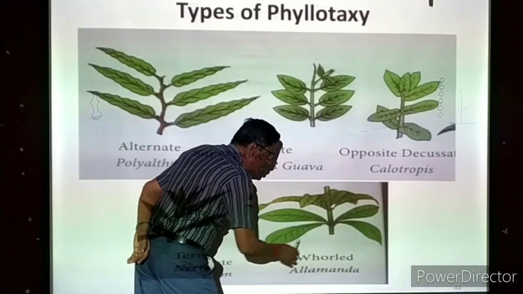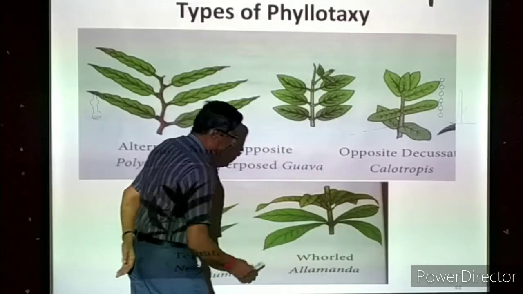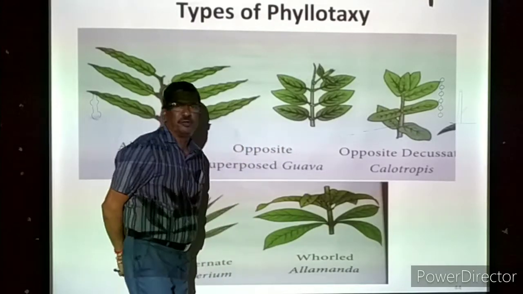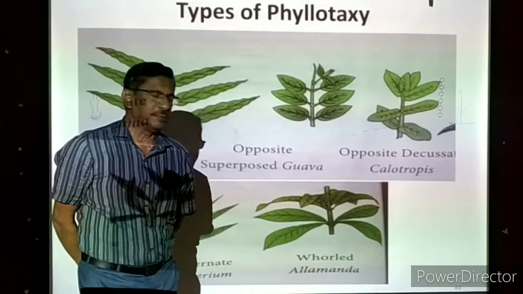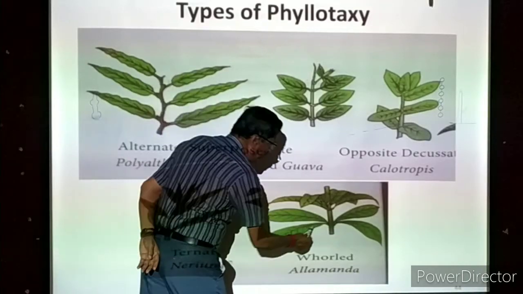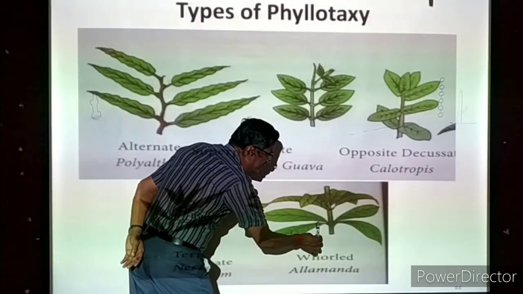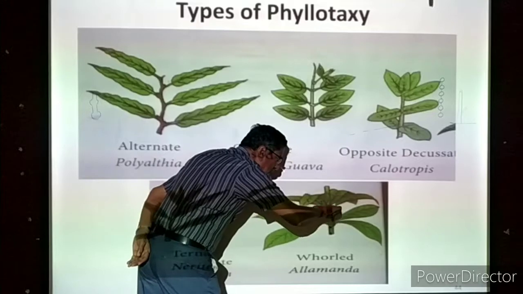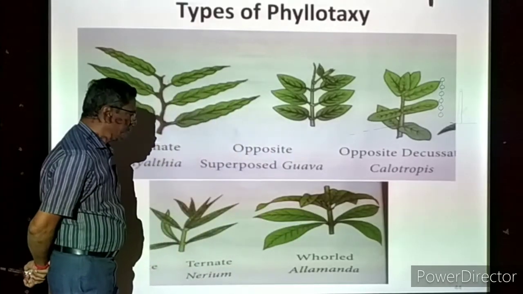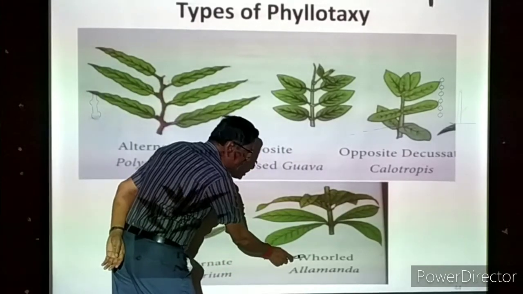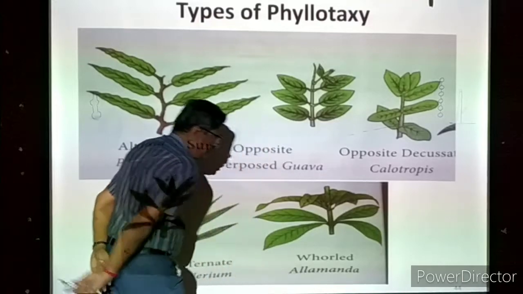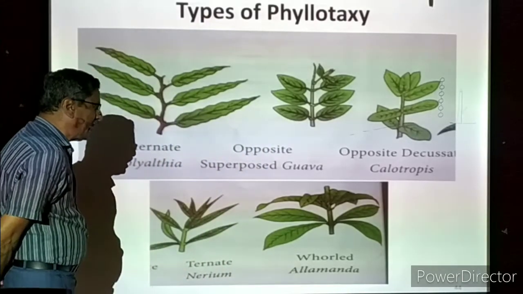Around the node, a number of leaves will be there. In the picture only 4 will be there, but don't think that it is only 4. It may be 5, 6, 7, depending upon the plant. All the 5 or 6 leaves are arranged circularly around the node. That is called whorled phyllotaxy. The example for this is Alamanda.